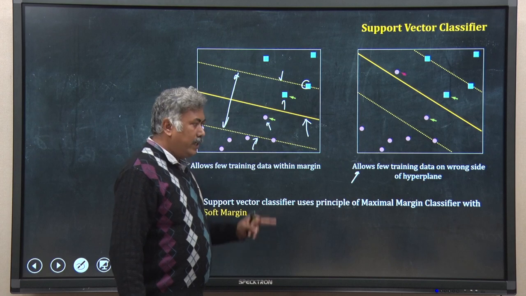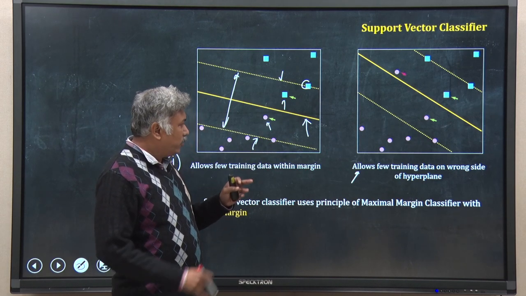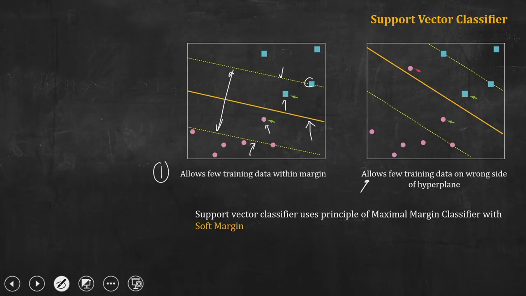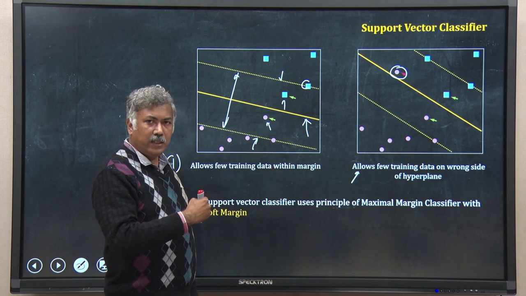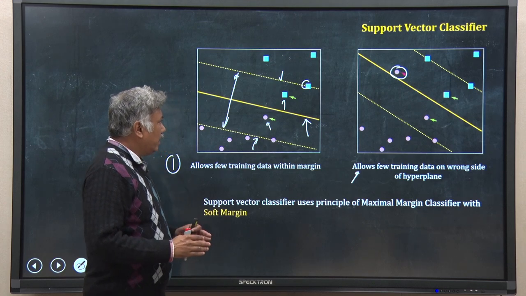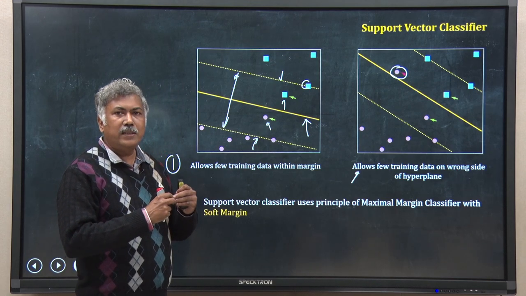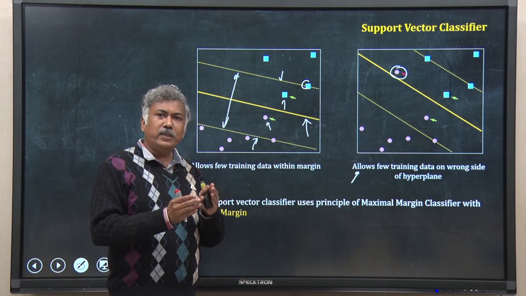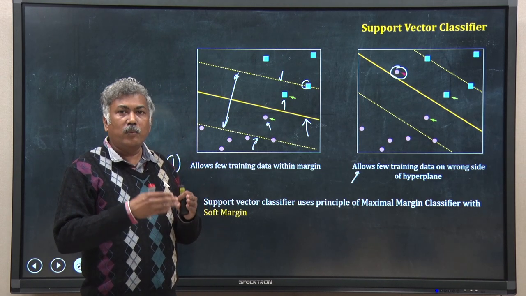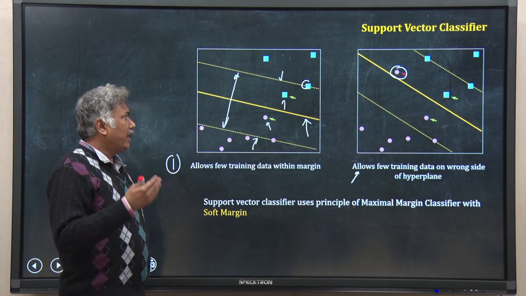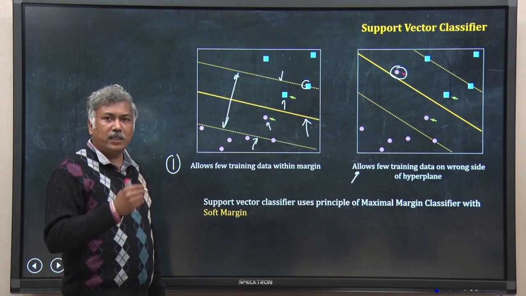In this case, it not only allowed some training data to be within this margin area, at the same time it has allowed some data point which is supposed to be on this side of the decision boundary to move to the other side. So what we are doing is considering the margin as soft, it is not rigid. We are allowing some of the data points to be on the wrong side, in the wrong position, and that is what is done in the algorithm called support vector classifier.